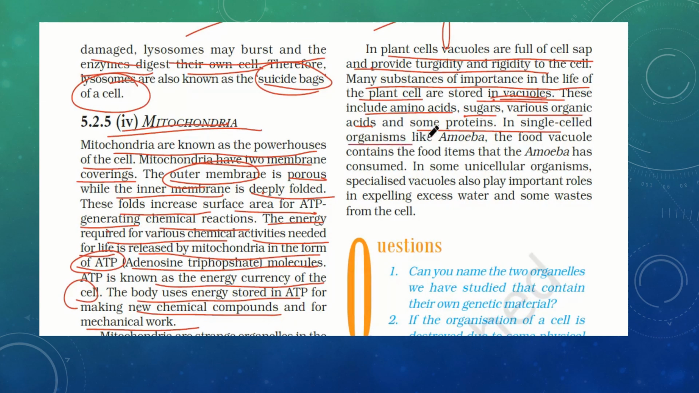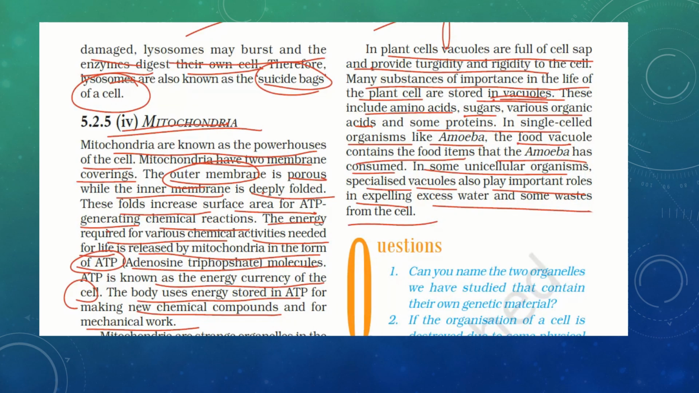In single-celled organisms like amoeba, the food vacuole contains the food items the amoeba has consumed, right? I have told you in the previous slides also how digestion happens when they modify their cell membrane into pseudopodia, and thus the vacuole is formed. Just try to recall that one, and you'll understand that in some unicellular organisms, specialized vacuoles also play an important role in expelling excess water out of the cell.